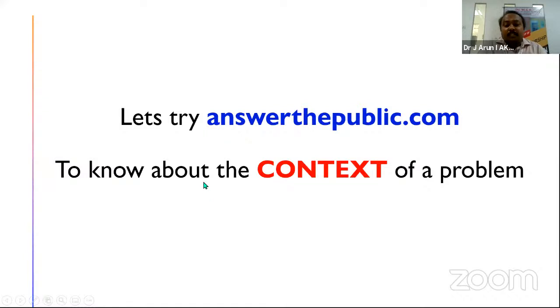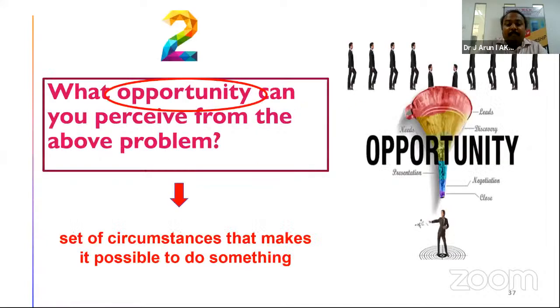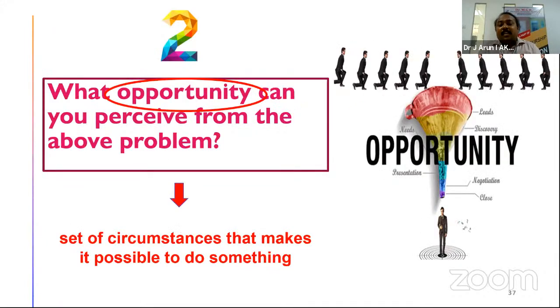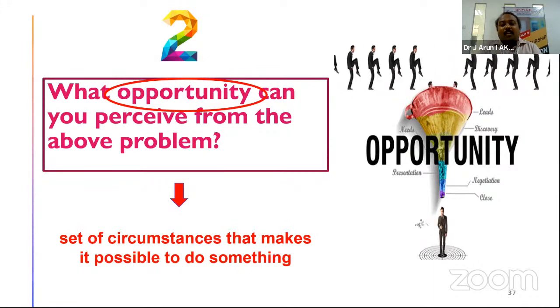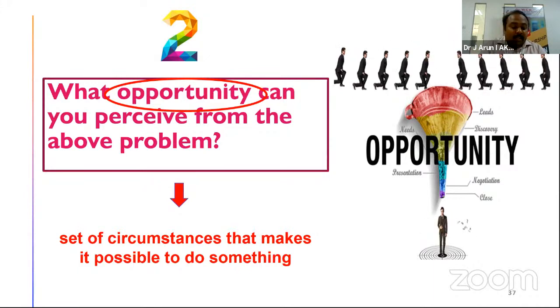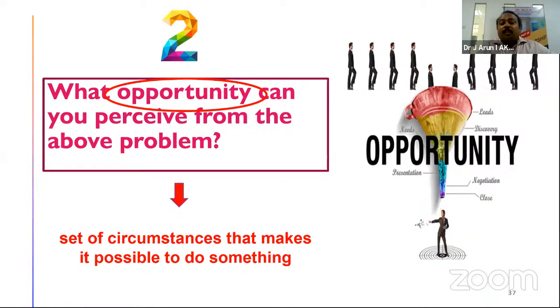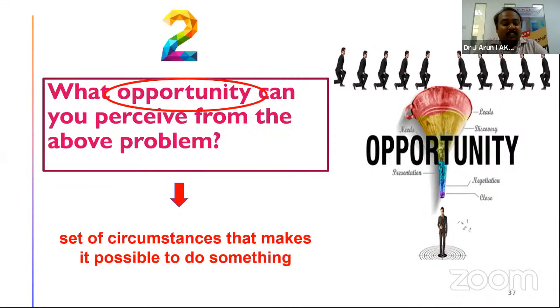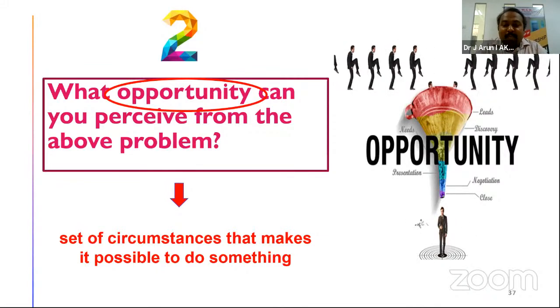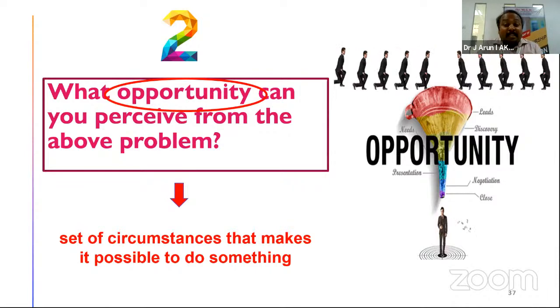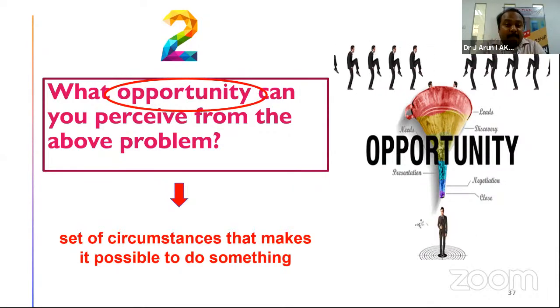So just note down this. This is answerthepublic.com, to know about the context of the particular problem. The first one, context, is what takes a lot of time for us. All the rest, the 9 points, I'll finish off within 5 to 10 minutes. That's it. Because context is what you have to fully understand.